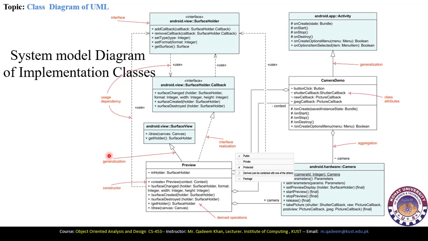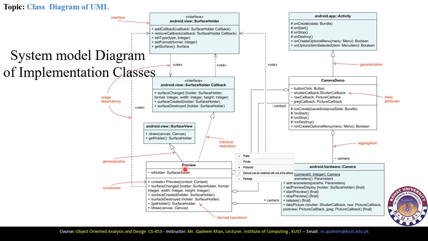Now this is the system model class diagram of implementation classes, and mostly we use the system model class diagram because it is very near to the implementation of the project. In the system model class diagrams, we provide the attributes as well as the functions. For example, you can see here that mHolder is an attribute of the SurfaceHolder type, and also there is a list of methods which are implemented inside of this Preview class.